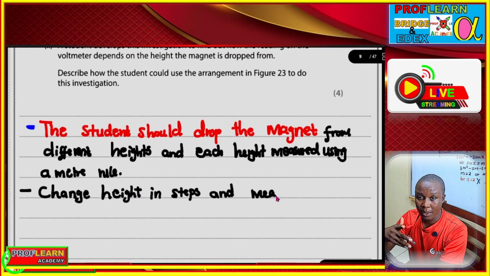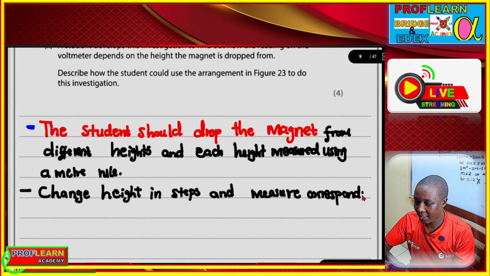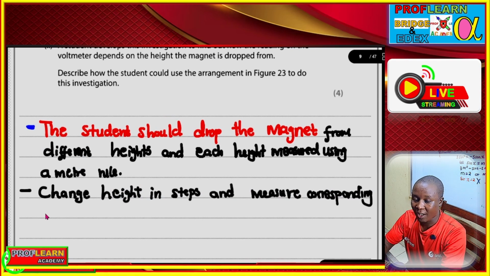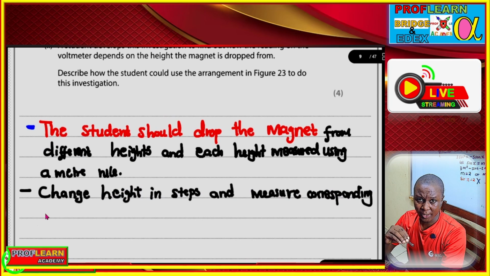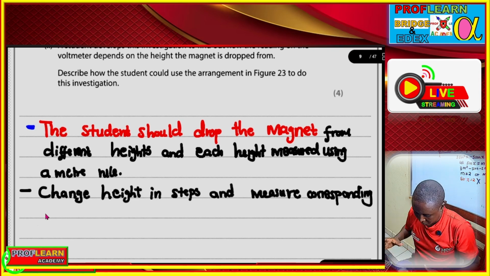So in that way, we can compare and analyze how the variation of the height is going to affect the amount of EMF induced. So in this case, the student should drop the magnet from different heights, and each height is going to be measured using a meter rule. Whenever you are going to answer a question of this kind of investigation, you need to mention the apparatus that you have used to carry out the investigation.